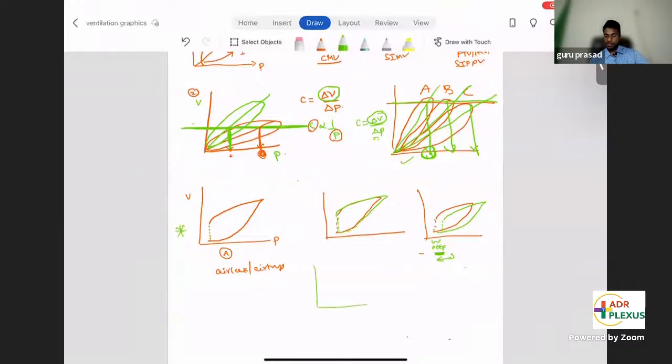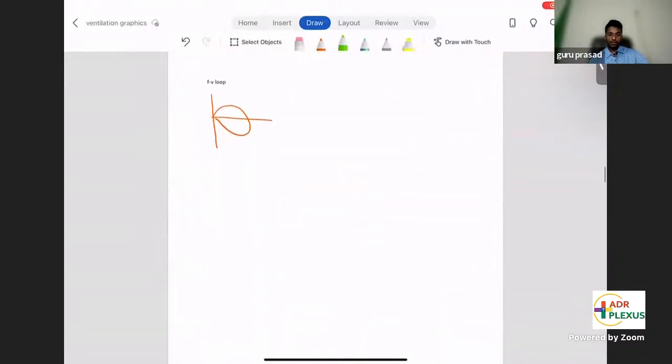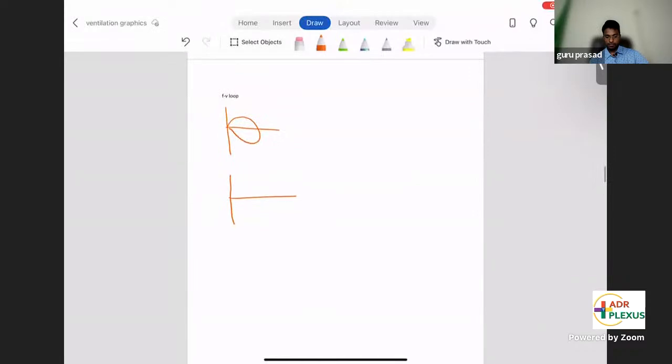The other thing is, sometimes the graph will have a cusp during inspiration. This cusp is because of flow starvation. If you are not giving adequate flow, the baby tries to breathe in at that time, which creates a cusp-like shape. So cusping in the inspiratory part of the volume pressure loop indicates the flow is inadequate. Okay, so that is regarding this. Now we will move on to the flow volume loop. The flow volume loop will have both inspiration and expiration. Now I will show you some graphs, and you will tell which is a leak and which is a trap, in the flow volume loop.